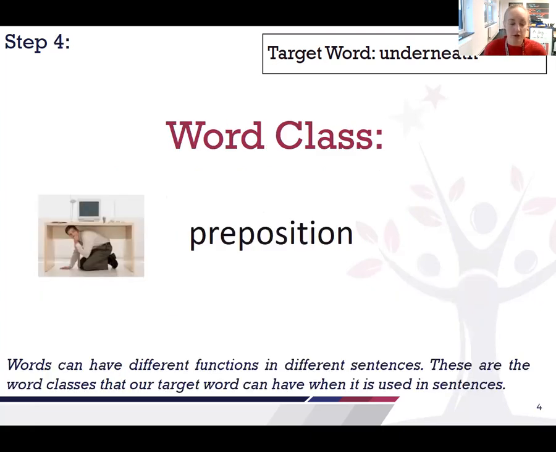So the word underneath is a preposition. Can you say the word preposition? Your turn. Well done. A preposition is something we haven't learned before, and a preposition tells us where something is. So the word underneath tells us that the person is below an object. It's directly underneath an object.